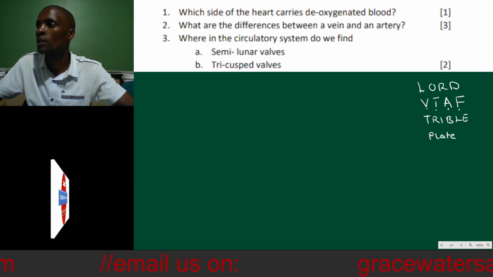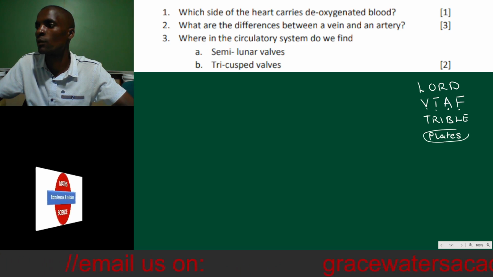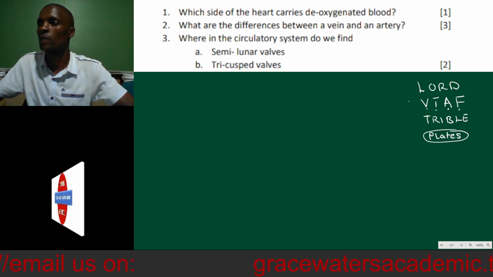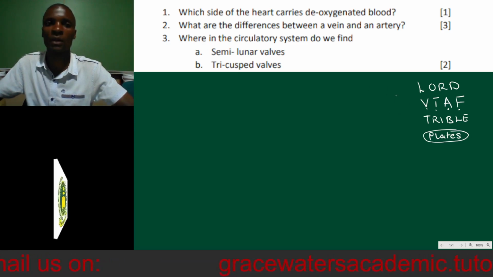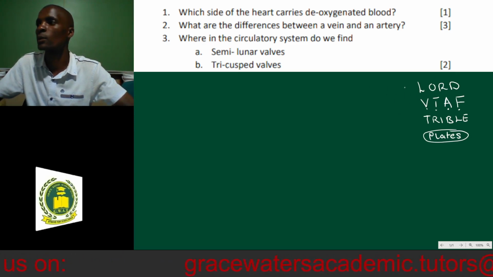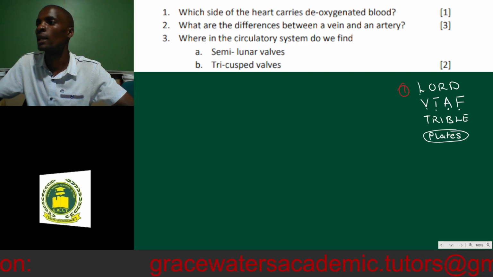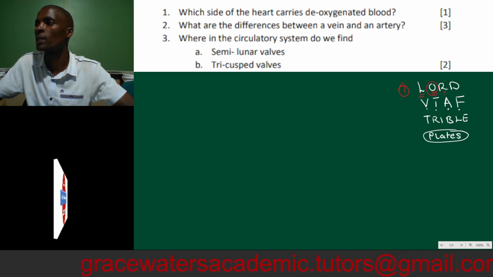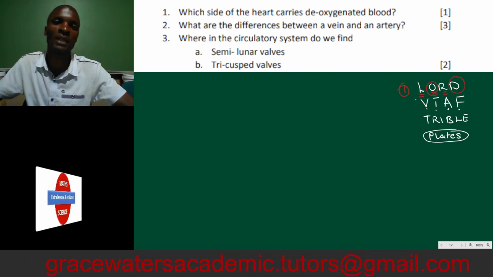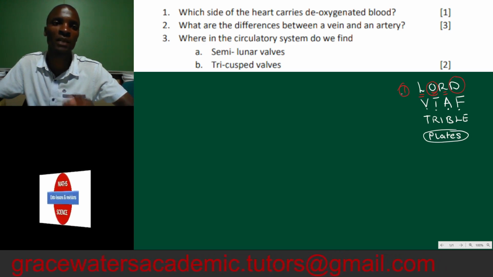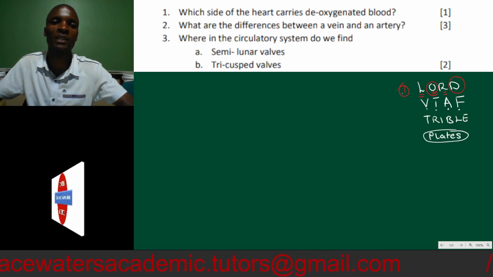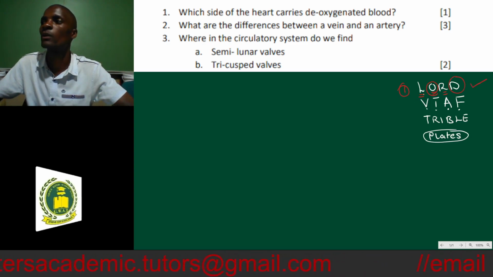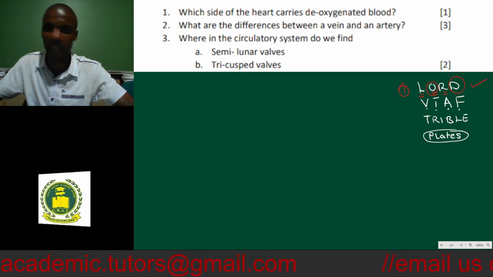I'm going to explain a little bit about this thing of plates, because it will be helping us on the other side. So let us quickly look at question 1. Question 1 is already answered. The answer for question 1 is here, which is saying left side carries oxygenated blood, and then right side carries deoxygenated blood. So don't be confused either way when they say which side of the heart carries deoxygenated or which side of the heart carries oxygenated blood. Just write LOAD, and then you know that left side carries oxygenated, right side carries deoxygenated.